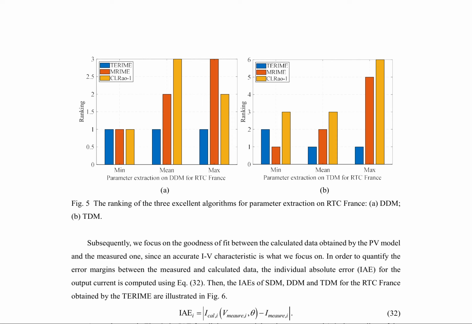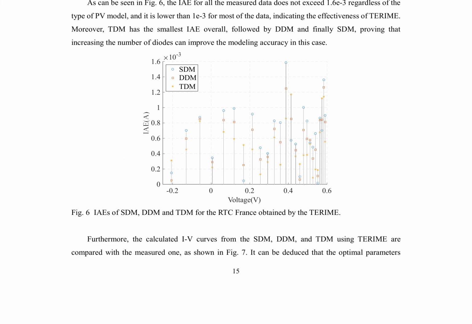Figure 6, demonstrating that the IAE for all measured data does not exceed 1.6 times 10 to the power of -3, with TDM having the smallest IAE overall, followed by DDM and then SDM. This suggests that increasing the number of diodes can enhance modeling accuracy in this context.